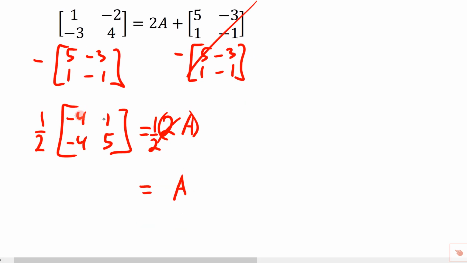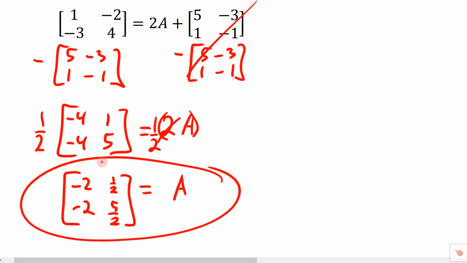And then what we get here is we're going to go ahead and distribute that through. We're going to do the scalar multiplication. So when I do 1/2 of every one of these, I'm going to get a -2 here. Same thing down below. I'll go ahead and do that one. And then half of 1 is 1/2, and then half of 5 is 5/2. We would prefer to do this as fractions, so that right there is the answer.